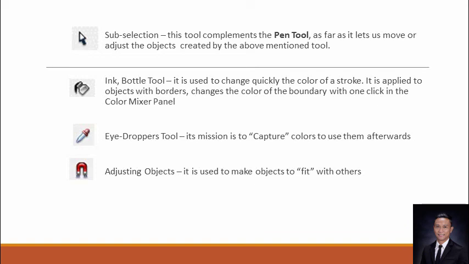Ink Bottle tool, it is used to change quickly the color of a stroke. It is applied to objects with borders. Eyedropper tool, you just simply copy the selected colors and then apply it to the other objects. Adjusting objects, it is used to make objects to fit with others.